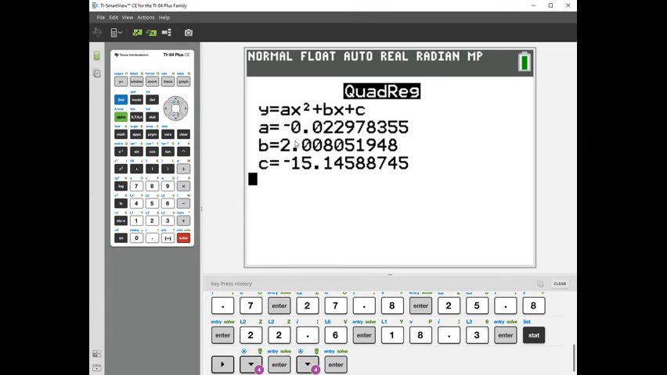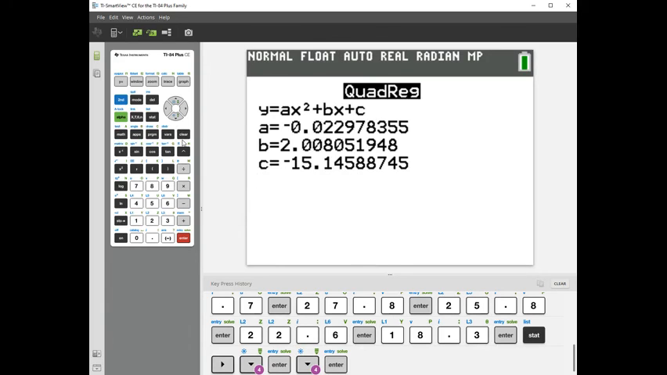So when you round that, your equation is y equals negative 0.023 x squared plus 2.008 x minus 15.146.